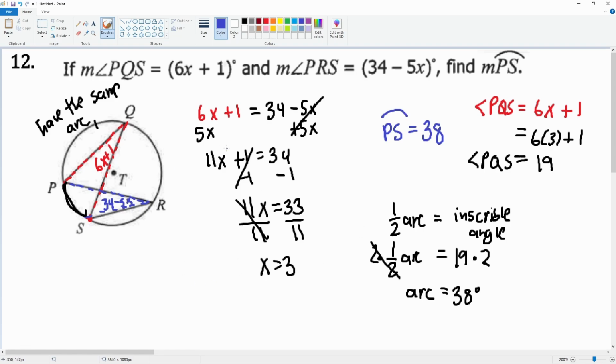I had to set up the equation first to solve for the x. Then I find the inscribed angle. Then I use the relationship between the inscribed angle and the arcs to solve for the arc.